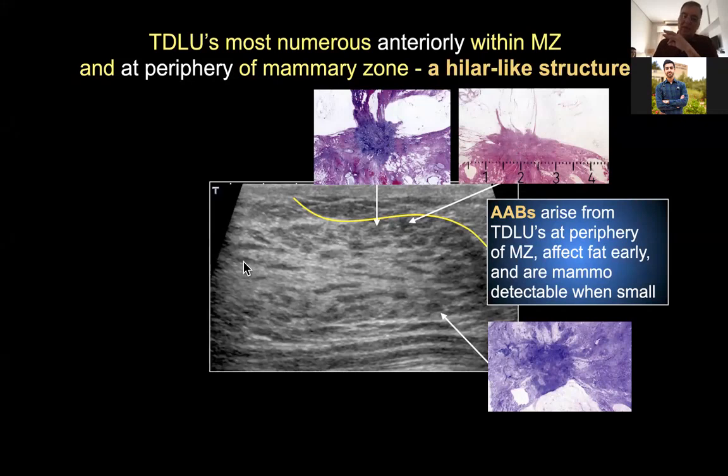The DABs, which arise from the ducts that are in the center of the lobe, can you see my cursor, by the way, my arrow?